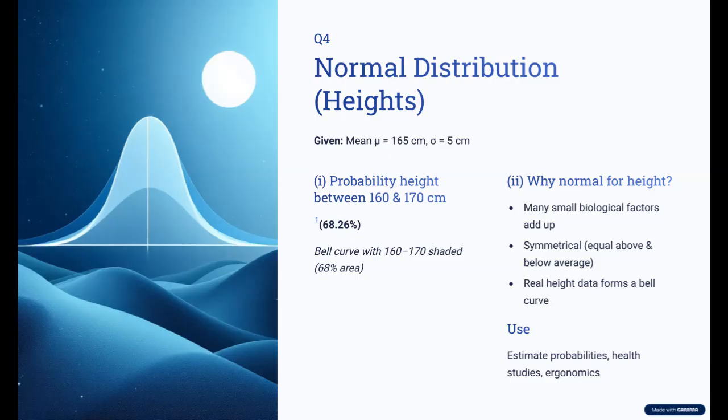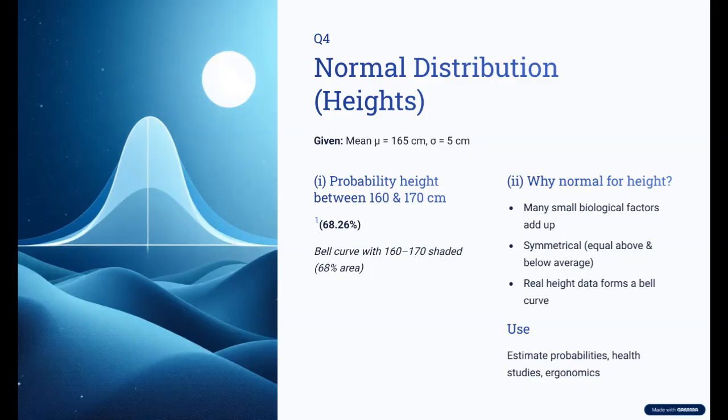curve. 4. Statistical properties. The normal distribution has well-known rules, the 68-95-99.7 rule, that make probability calculations easy. Importance in data analysis: we can estimate probabilities for height ranges, e.g., what percentage of students are above 180 centimeters. This is useful in health studies, designing furniture, ergonomics, and comparing populations.